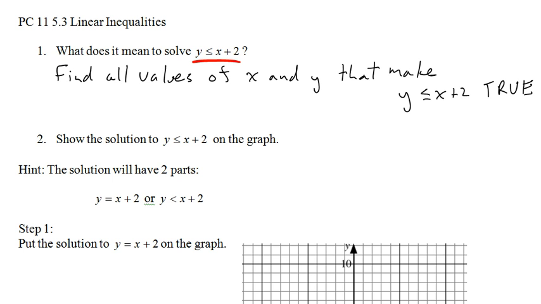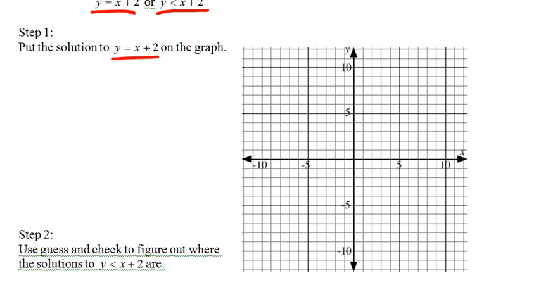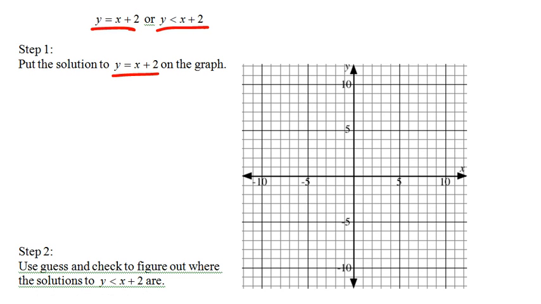First thing we need to notice is that we can break this into two parts. There's two ways to make this inequality true. Either we can make the equals part true, or we can make the less than part true. Well, the equals part is easy. You guys have been doing that for a couple years now. So let's start by putting the equals part on the graph. So that's going to have a y-intercept of 2 and a slope of 1.